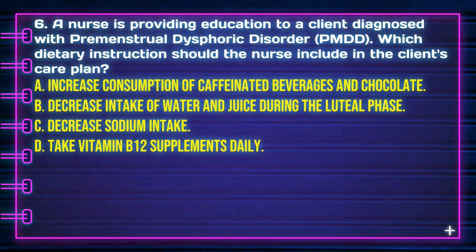Because one of the nursing interventions for PMDD is for the client to decrease sodium intake. The client should also be encouraged to increase their intake of water and juice and avoid caffeine-containing beverages and chocolate. And the nurse may administer vitamin B6, 100 milligrams per day, for 2 weeks prior to the menstrual cycle as prescribed. Number 6, the answer, Charlie.